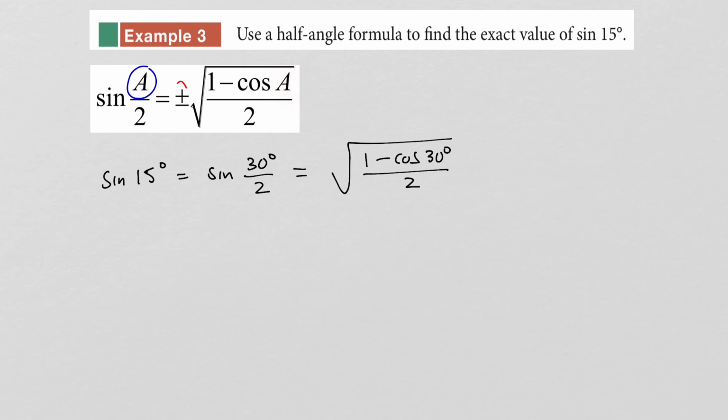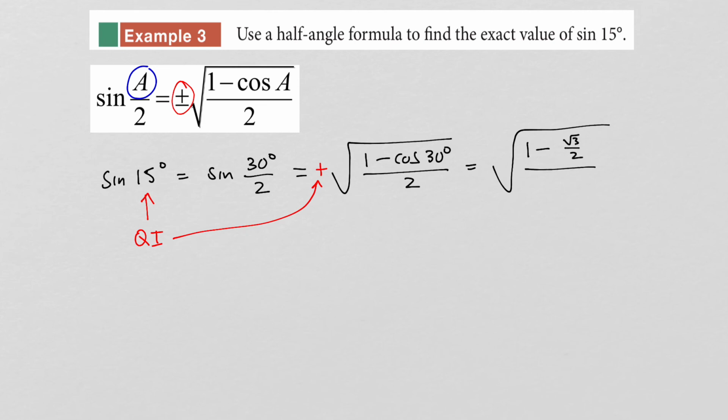Now the question is, is it plus or minus? Well, 15 degrees is in the first quadrant, right? And in the first quadrant, everything is positive. So that's why I chose the positive there. And now to finish this, we just need to fill in the value. So cosine of 30 degrees is radical 3 over 2, and then over 2.